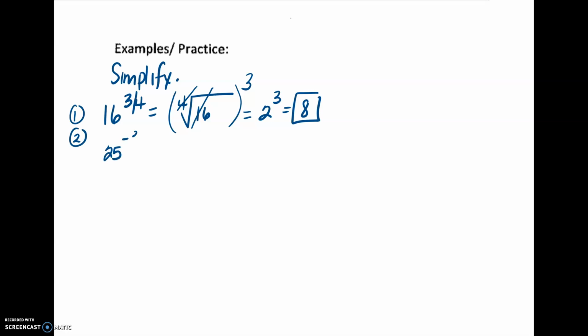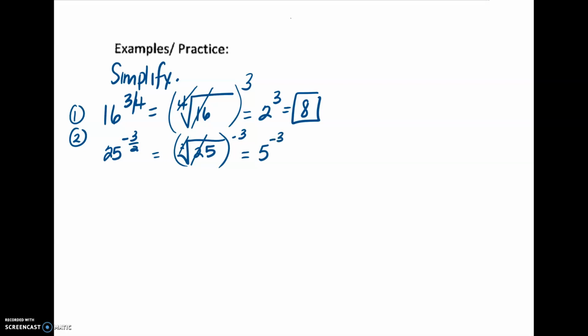25 to the negative 3/2 power. Again, we're going to take it out of exponent form. We're going to put it into radical form. When we do that, this becomes 25 under the radical. It's the square root. So if you want to, put the 2 there. Otherwise, it's already understood that it's there. And then it's to the negative 3 power. What is the square root of 25? It's a perfect square. It's 5. 5 to the negative 3rd power.